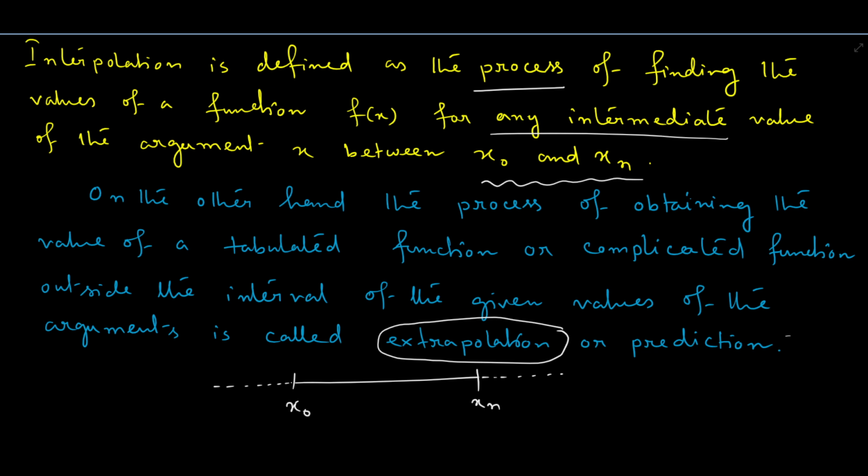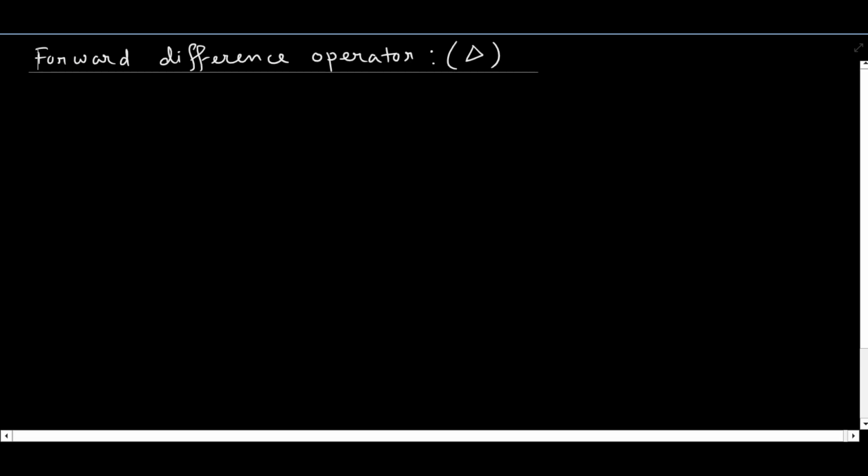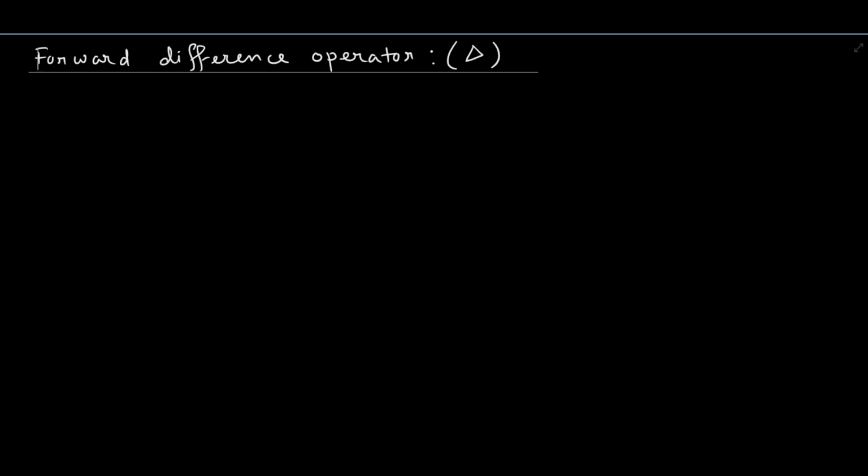Okay, now let us go to the operators. So we have three finite difference operators. One is the forward difference operator, which is denoted by delta, then the shifting operator, and the next one is the backward difference operator. So let us first try to understand what the forward difference operator is.